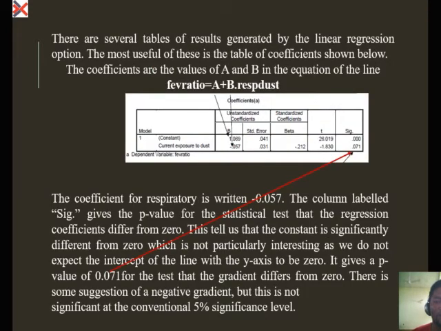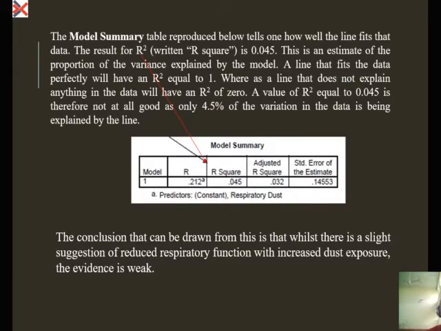So here we have the model summary table, which tells us how well the line fits that data. The result for R square is 0.045. This is an estimate of the proportion of the variance explained by the model. A line that fits the data perfectly will have an R square equal to 1, whereas a line that does not explain anything in the data will have an R square of 0. A value of R square equal to 0.045 is therefore not good, as only 4.5% of the variation in the data is being explained by the line.